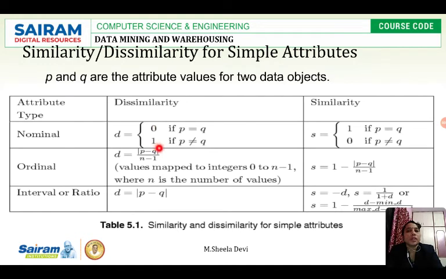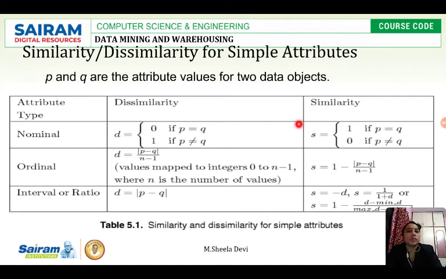Then D equals 1 if P is not equal to Q. Let us assume that P is equal to 2 and Q is equal to 3. Is P equal to 3? No, P is not equal to 3. So how much are they dissimilar? 1. They are not at all similar, so D is equal to 1. If they are similar, D equals 0; if they are not similar, then dissimilarity is equal to 1. D is nothing but dissimilarity.